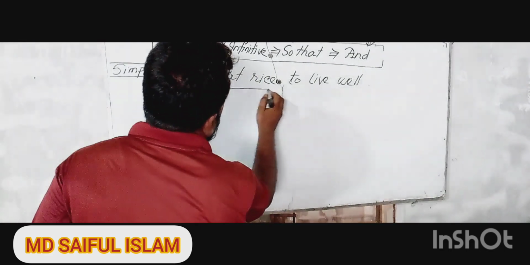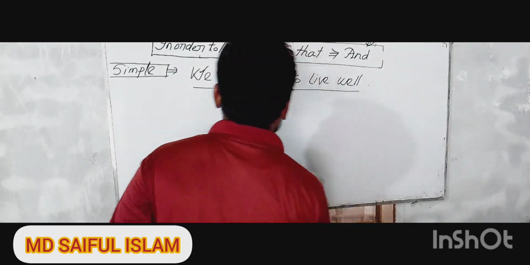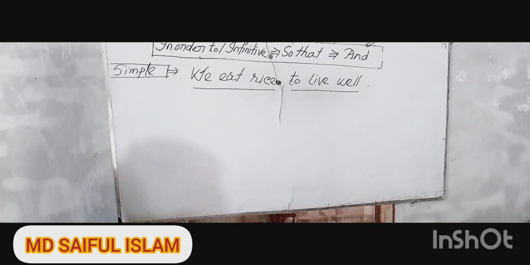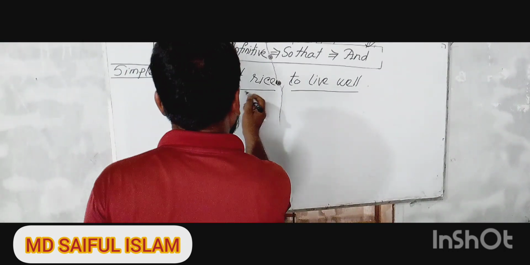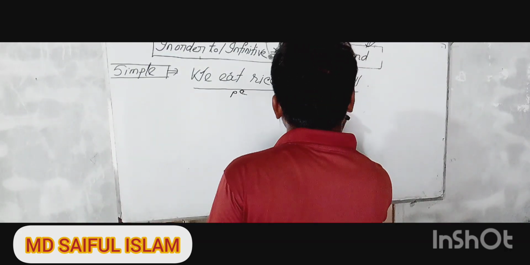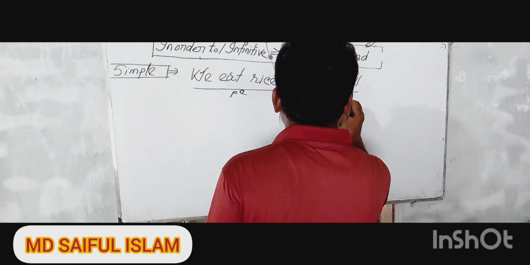Now try to select the clause, my dear girl. We eat rice to live well. My dear viewers, try to select the phrase and the clause. We can say "we eat rice" is, of course, the principal clause, and "to live well" is, of course, a kind of phrase.